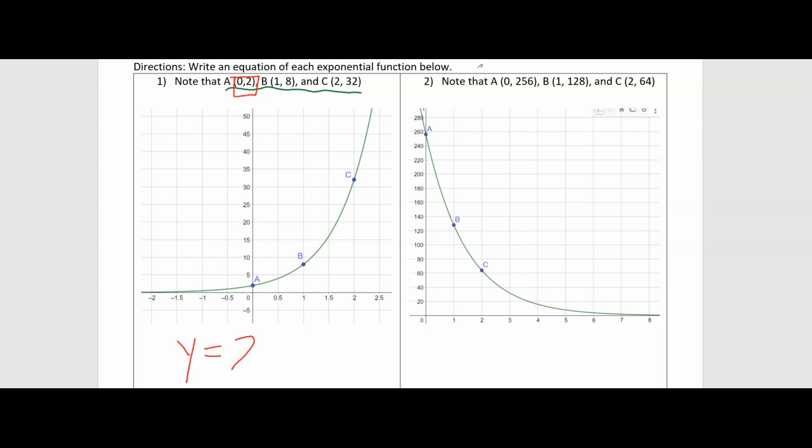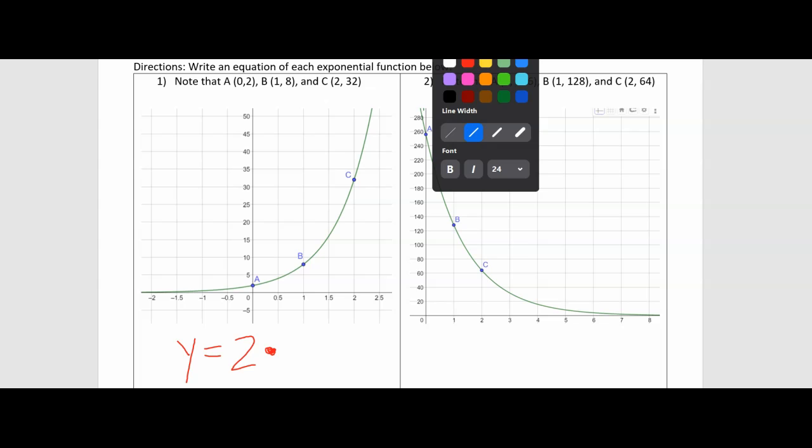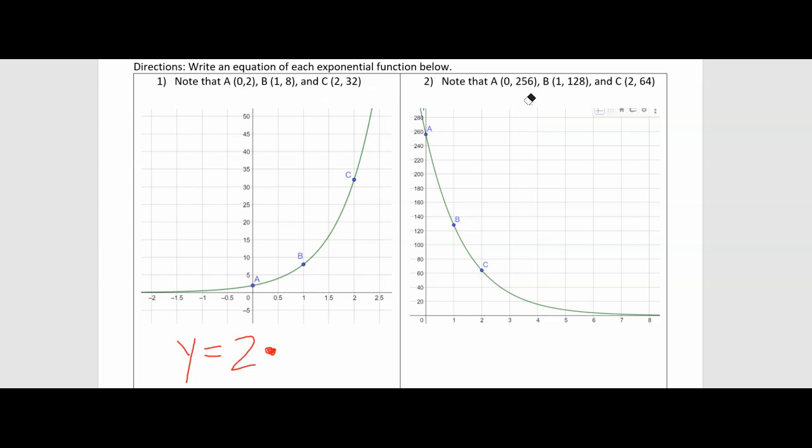So I get y is equal to 2 times my constant ratio. Now, these are not written in table form, but essentially we're trying to figure out what am I multiplying by to go from one y value to the next. So 2 to 8, 8 to 32. Well, I'm multiplying by 4. 4 is my constant ratio here. So 2 times 4 to the power of x.